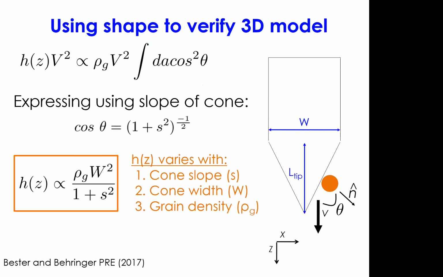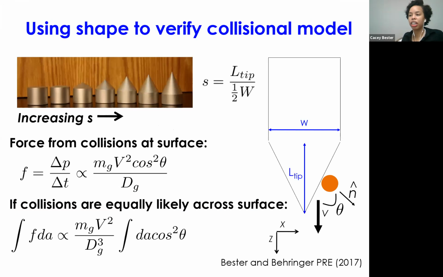So Cacey, what was d_g in that expression? Yes, so d_g is the grain diameter. So we're showing here the mass and diameter of the grain, the velocity squared of the projectile, and this cosine theta term accounts for the shape of the projectile.